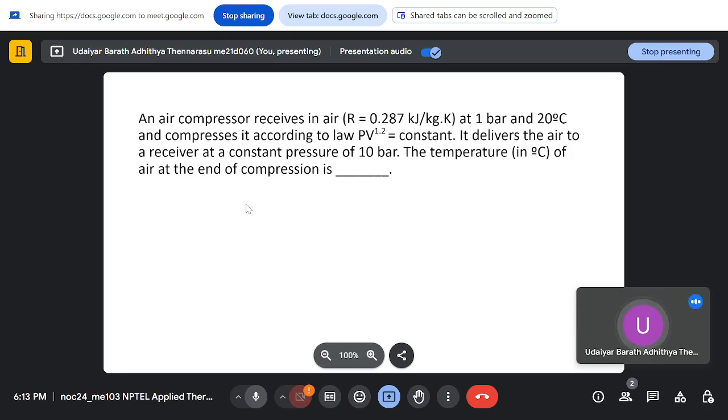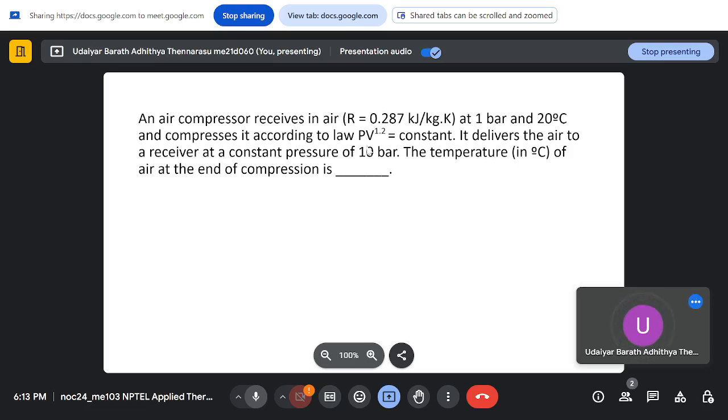That means your discharge pressure is 10 bar. The compressor is delivering to that pressure vessel which is at 10 bar, so you have to compress it to that pressure so that flow can happen. So your discharge pressure is 10 bar. The temperature of air at the end of compression is dash.